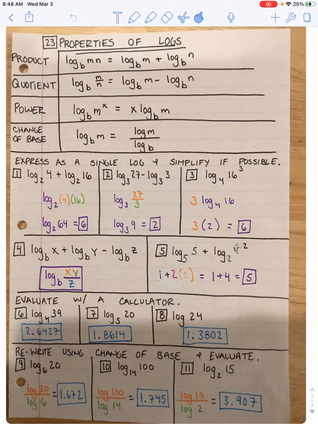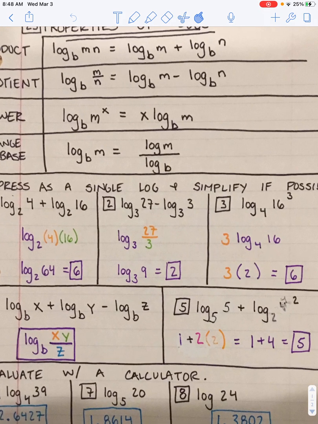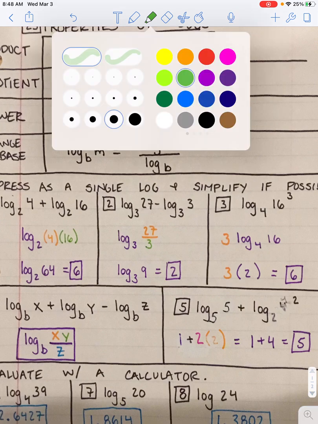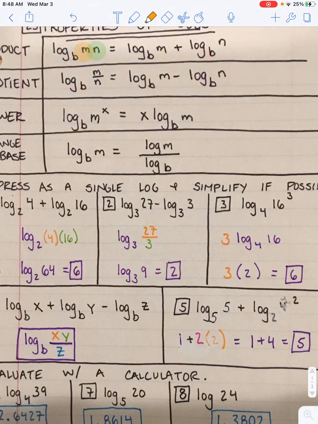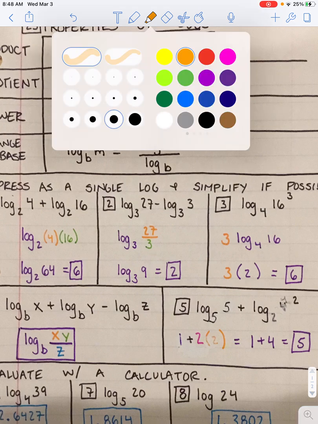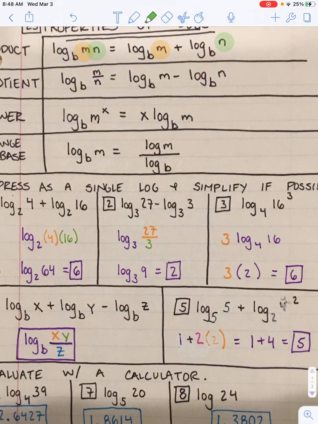Today we are going to start using 4 different properties of logs. So the first property is called the product property. In the product property, when it's in condensed form, we have log base b of m times n. When we expand it out, we do still have log base b, but instead of multiplying, we have log base b of our m value plus log base b of our n value.